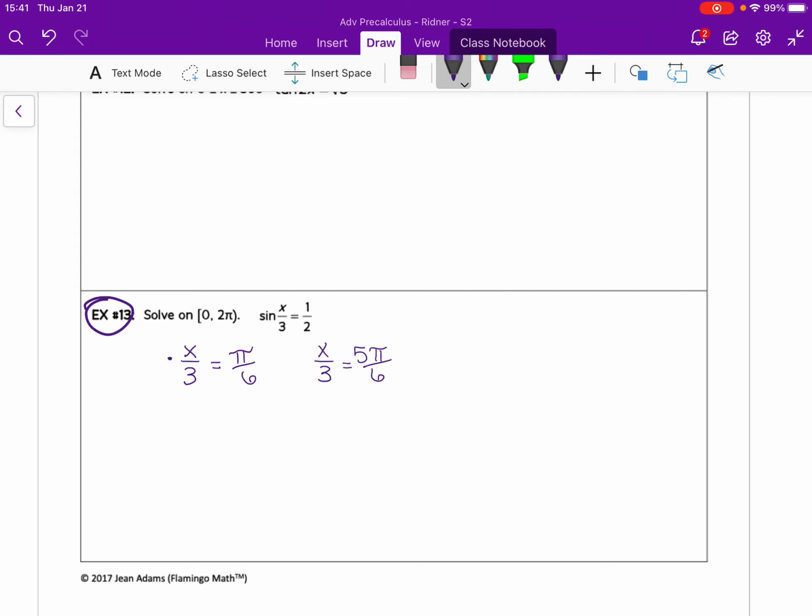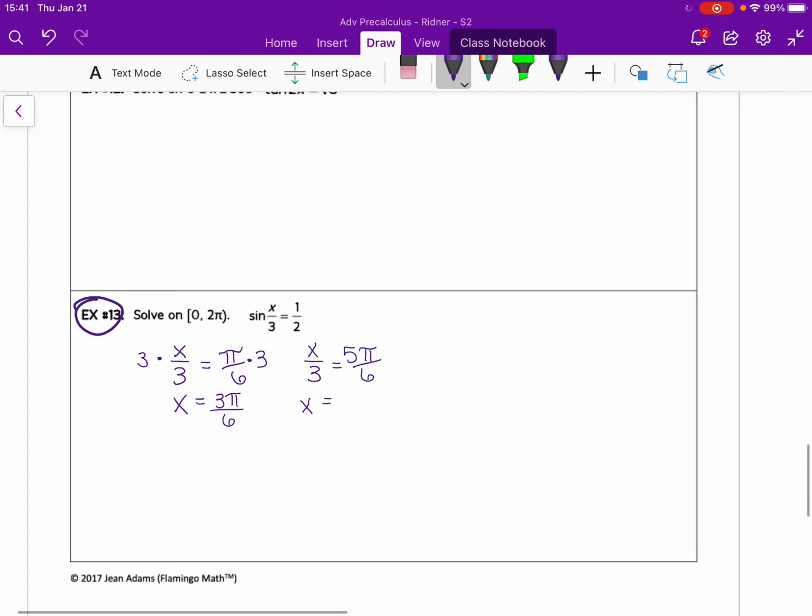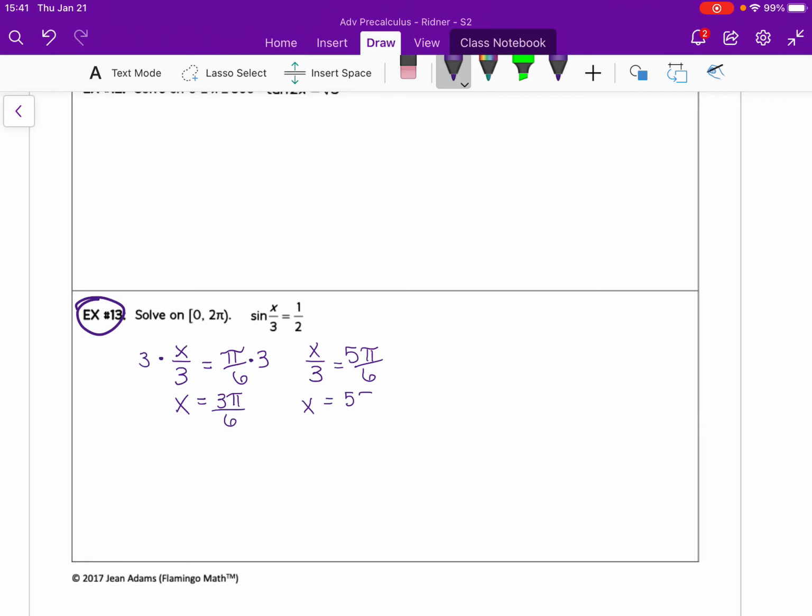Okay, so if x is being divided by 3, I multiply by 3 on both sides. And when I reduce, I get 5 pi over 2. And here I just get pi over 2. Okay, now I am only on the interval between 0 and 2 pi. This is greater than that, so this is my only answer.